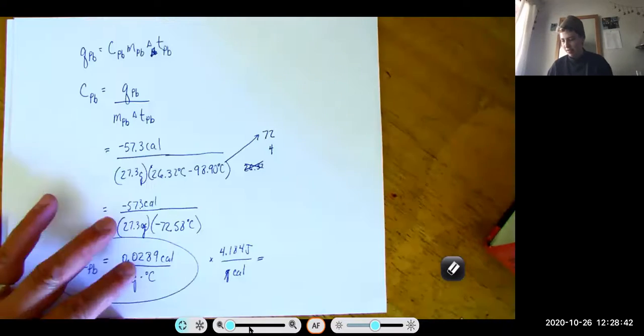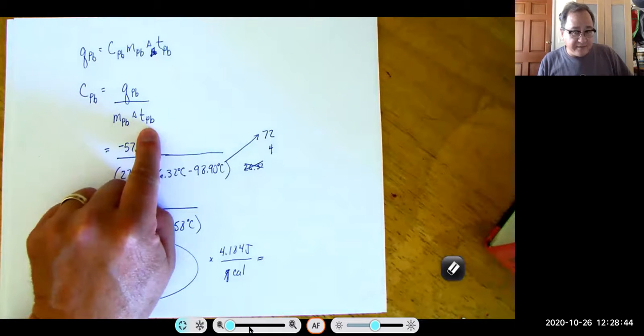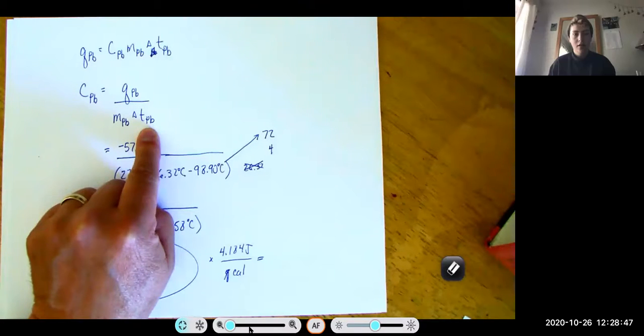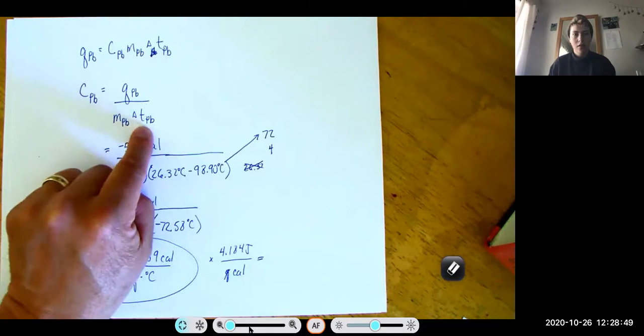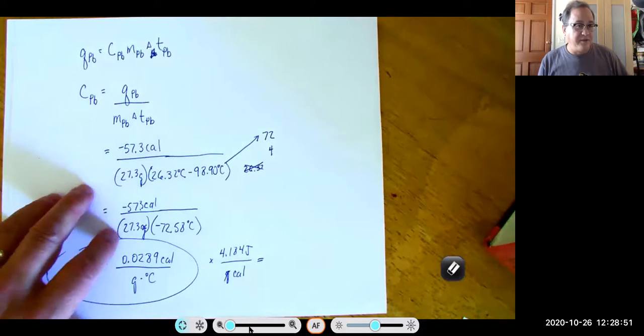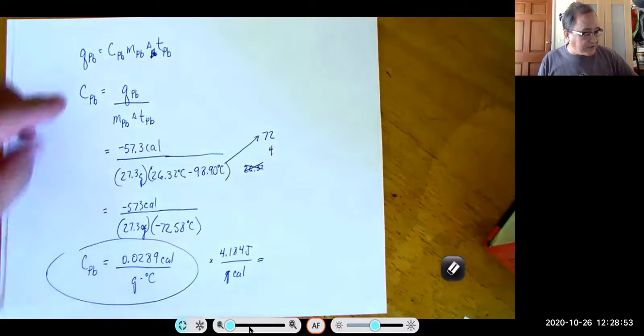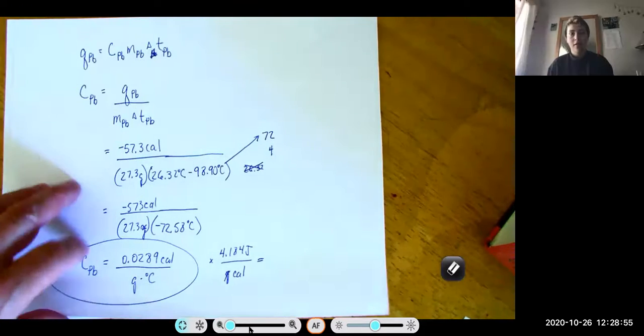Okay. And so that is why I do this, because I am focusing on the change in temp of the lead, not the water. So in this case, these little labels at the bottom can help you. Okay. All right, who's next?